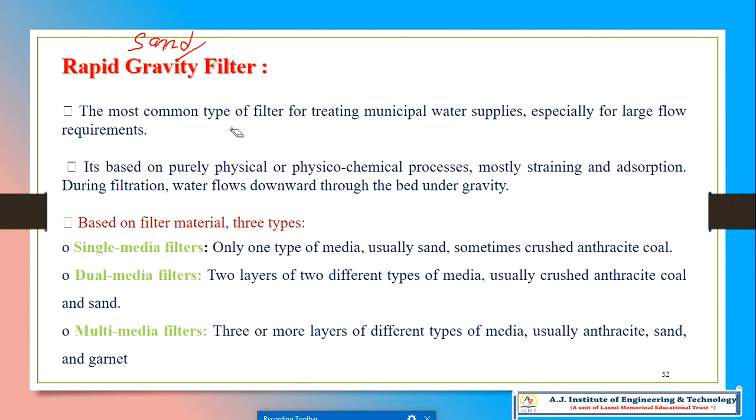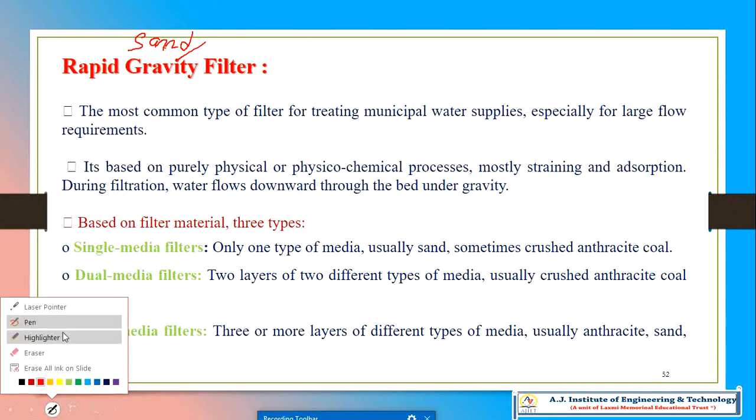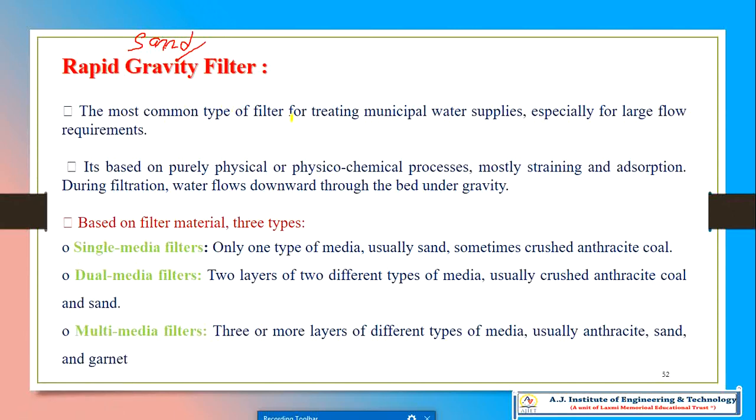Now, the most common type of filter for treating municipal water supplies, especially for large flow requirements. Very simple, compared to slow sand filter, this is one of the high rated, that is, the rate of flow is high as compared to your slow sand filter. So the most common type of filter is for treating municipal water supplies, not rural, municipal city or municipal areas, right?